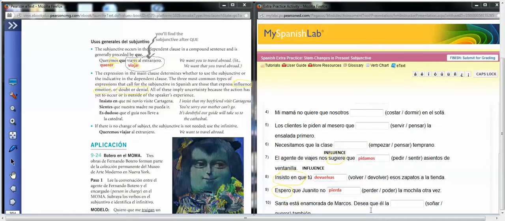And then Sarita está enamorada de Marcos. Desea que él la blank querer también. You can't see the whole thing. But again, desea, she hopes that he cares for her as well. This again is going to be emotion.